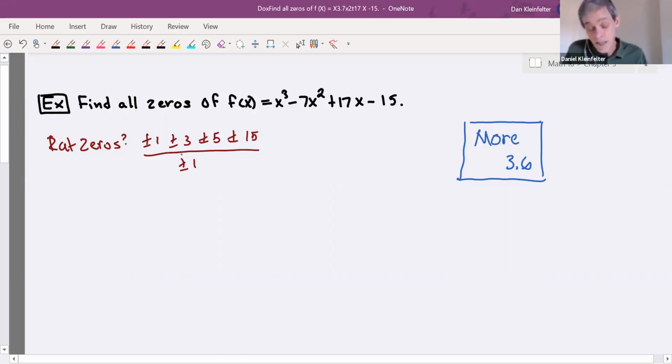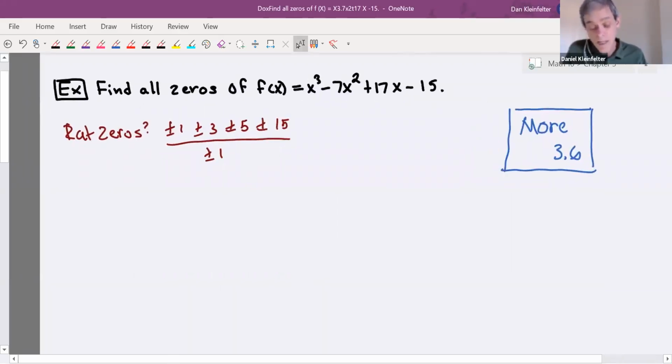Start with easy ones like 1. So let me try the 1 and negative 1. We'll go from there. You can try this by directly substituting. Again, I'm going to do this by division because if it happens to work, then I will have partially factored our f of x. So this was 1x cubed minus 7x squared plus 17x minus 15.